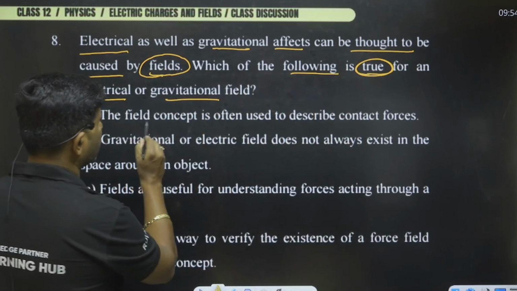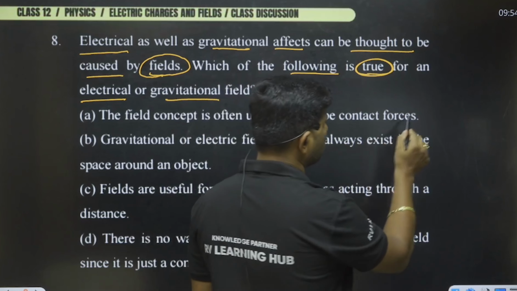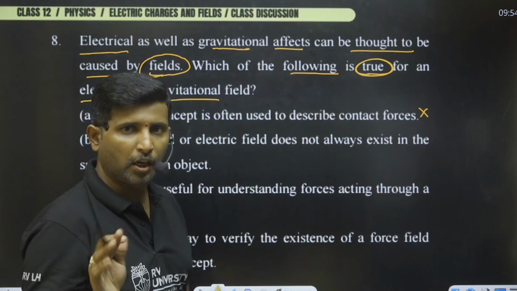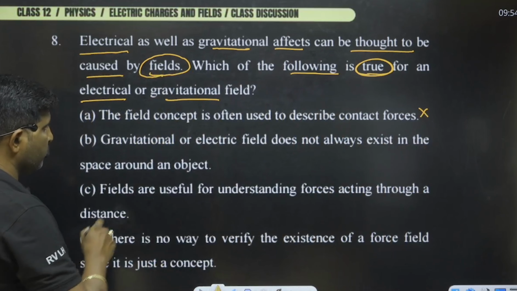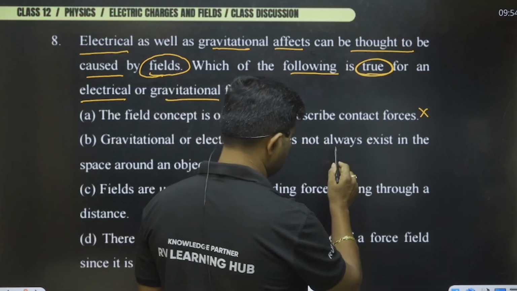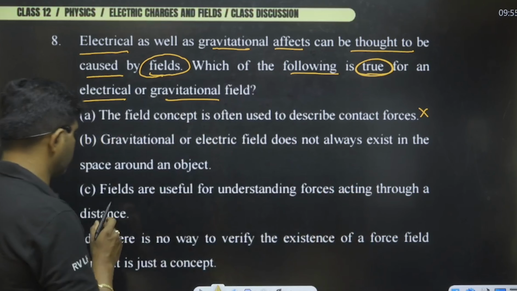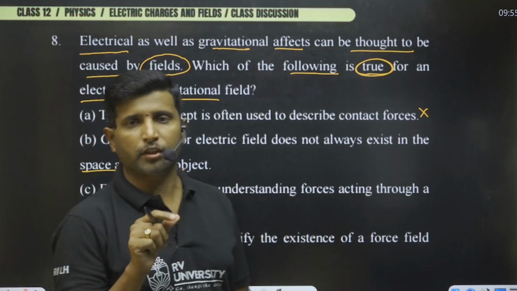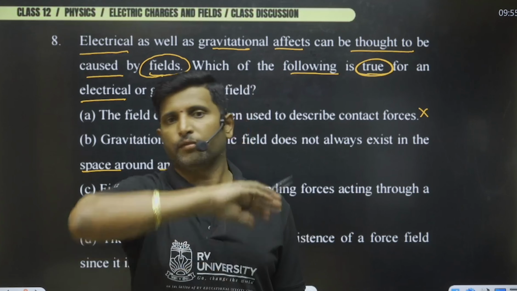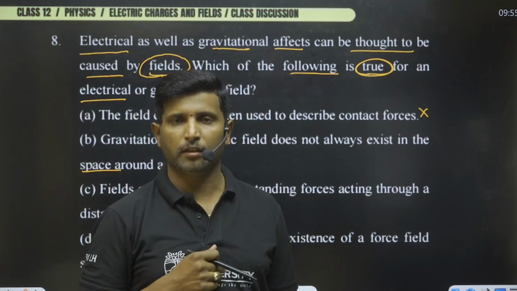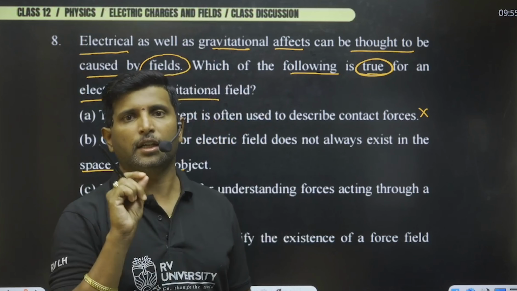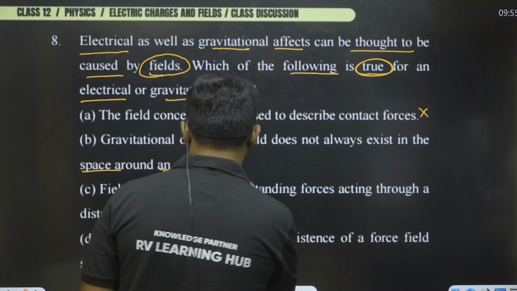So see, the field concept is often used to describe the contact forces. Contact forces cannot be described by the field. Gravitational or electric field does not always exist in the space around an object. Whenever there is an object of mass m, definitely there will be a gravitational field. Whenever there is a particle having a charge, definitely there will be an electric field. So this is also wrong here.